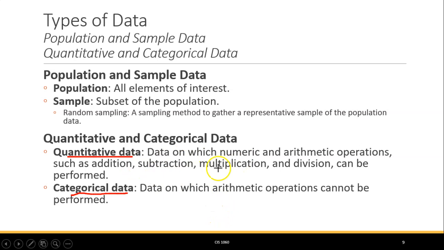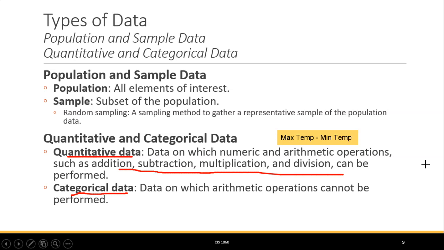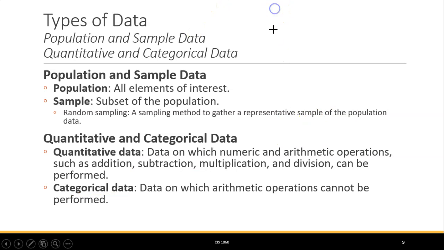Another thing that we also need to take a look at is the difference between quantitative and categorical data. Quantitative data is data that you can add, subtract, multiply, whatever. So this is like the minimum, the maximum of whatever we want to do. For example, we've got the max temperature, and we could subtract out the minimum temperature, and this is going to equal the range of temperatures. So that is something that becomes valuable to all of us.